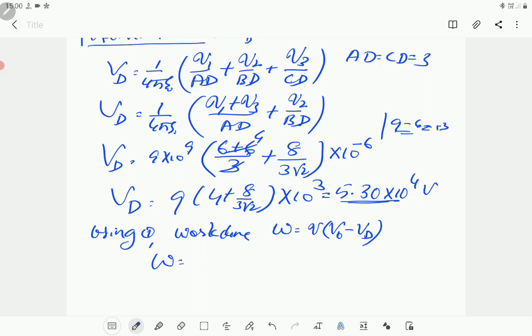That's it. Now you come to the required calculation, that is work done. Use equation number 1 written above here. W is charge times potential difference, VO minus VD. You are moving to the final position O, the center of the square, from the side corner D.